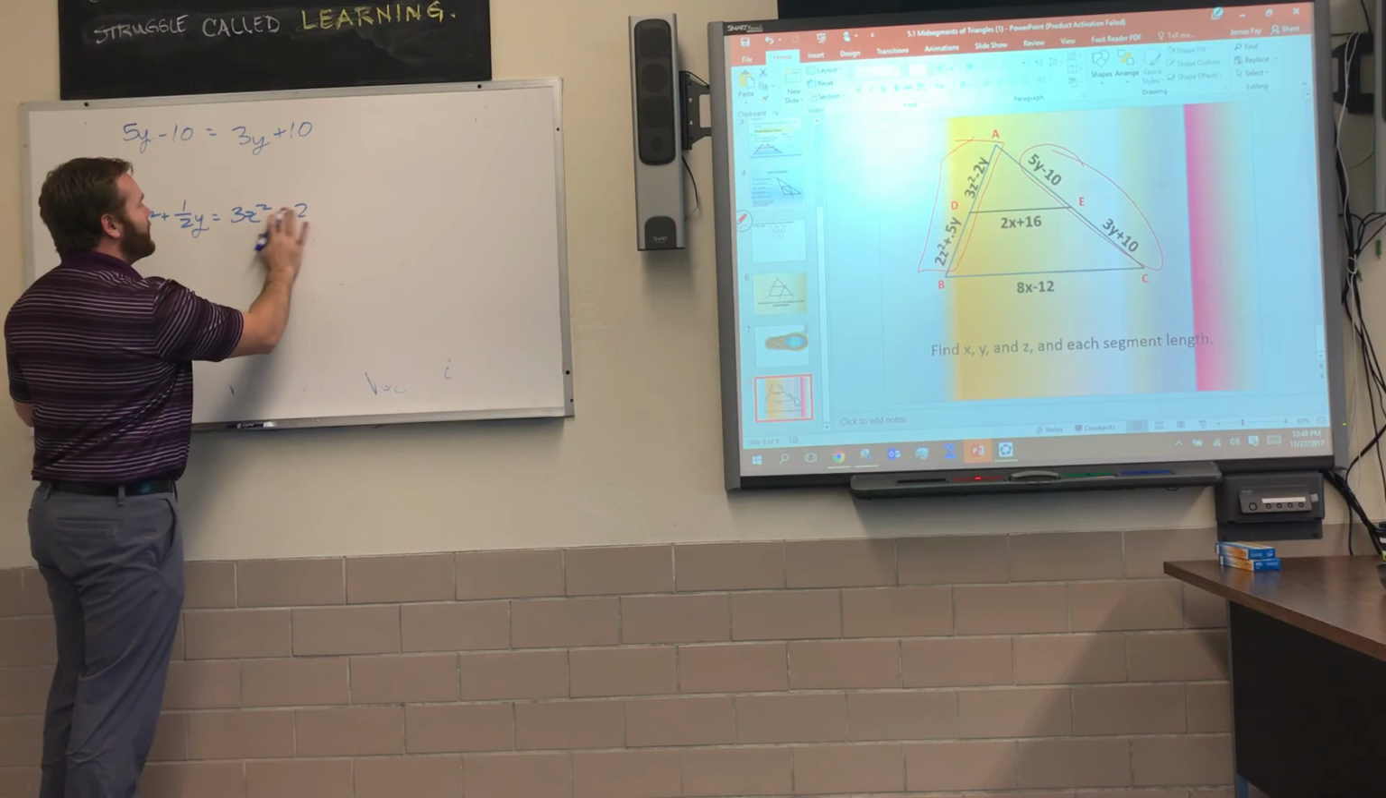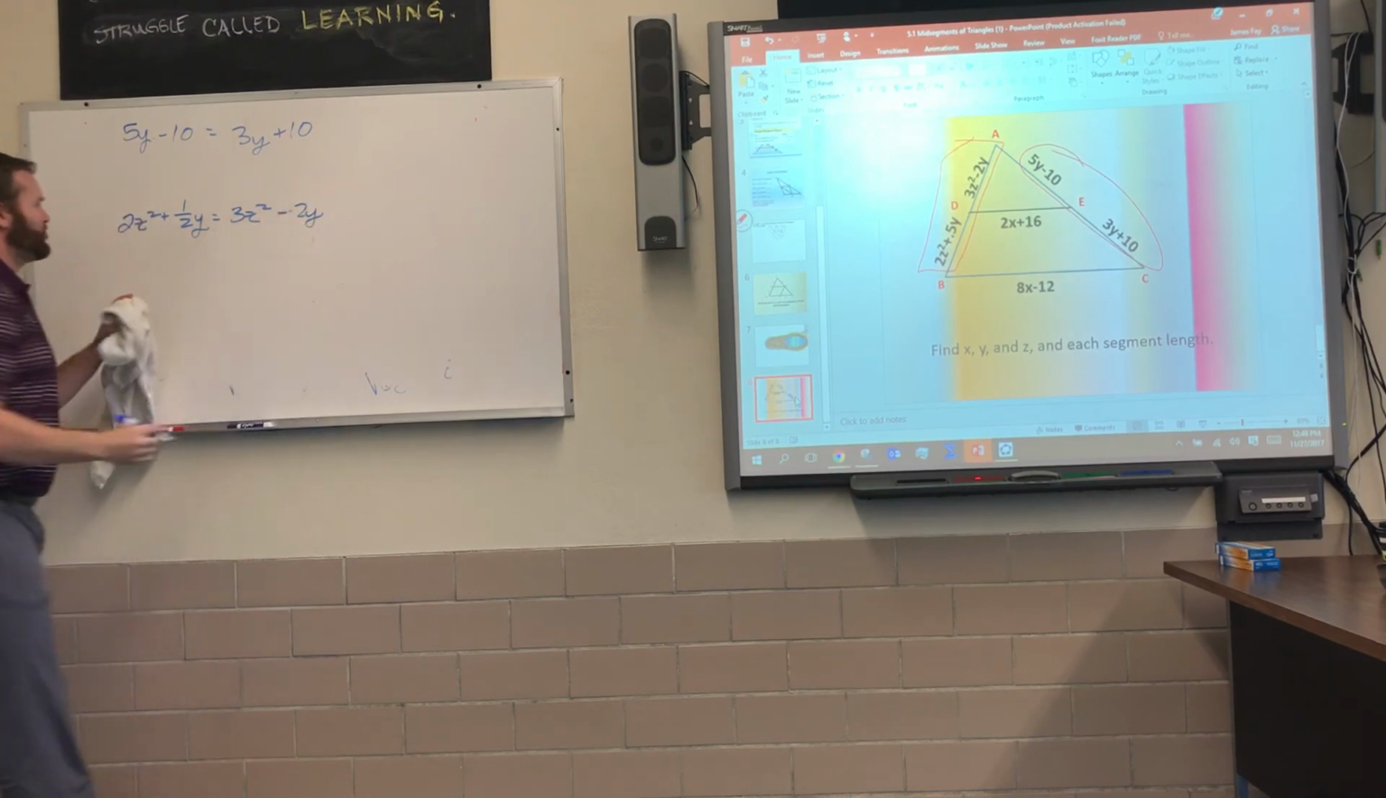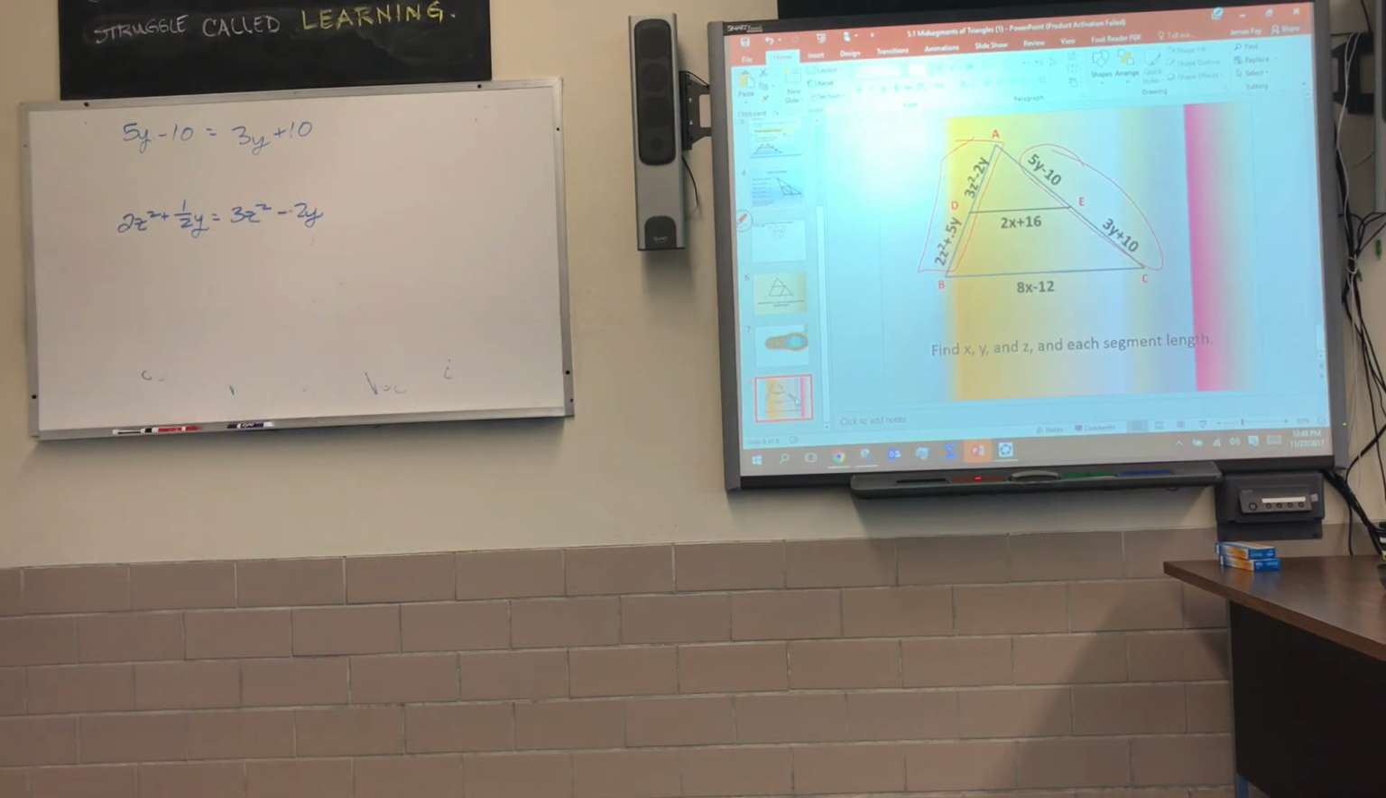minus 2y. Now if I look at that one, there's a couple things going on with that equation that maybe we don't like. One, it's got the power of 2 in it, right? So we should think factoring. But it's also got 2 variables, correct? So that one isn't a really great equation to start with.